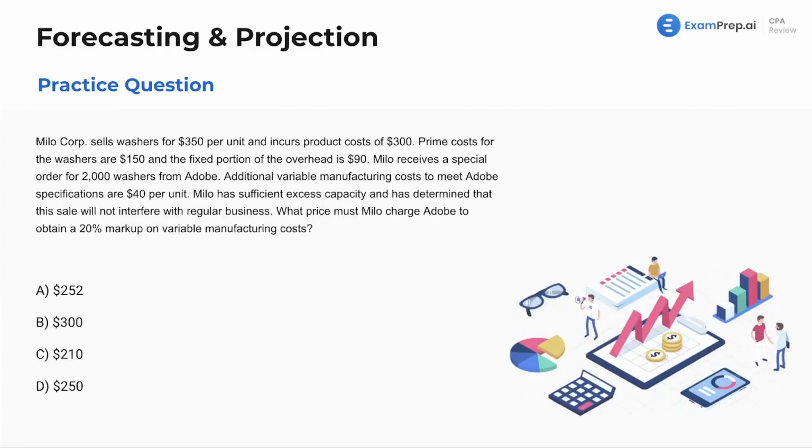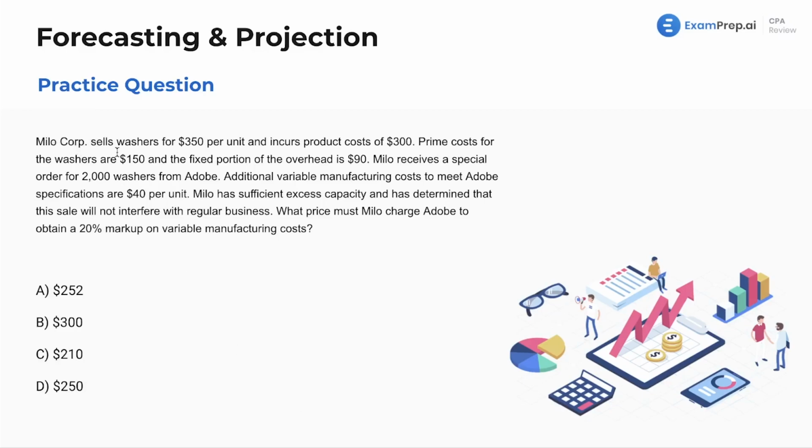Next up, we've got a decent size question here. So I am going to go ahead and read the question first. What price must Milo charge Adobe to obtain a 20% markup on variable manufacturing costs? All right, a lot going on here.